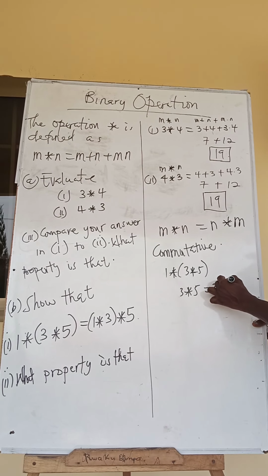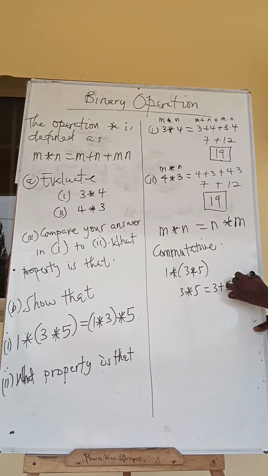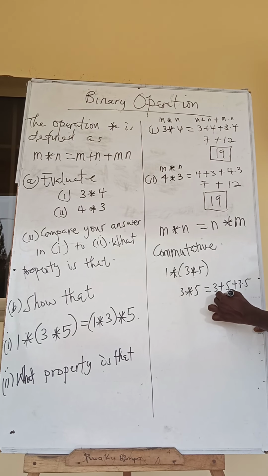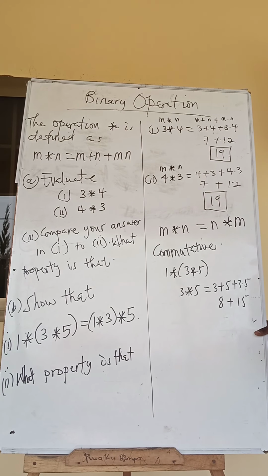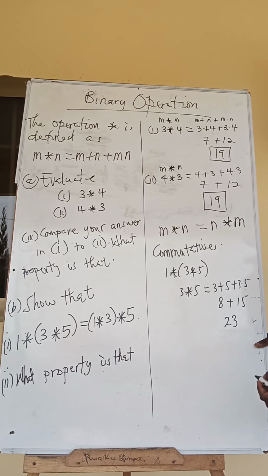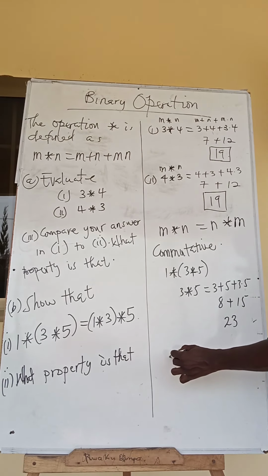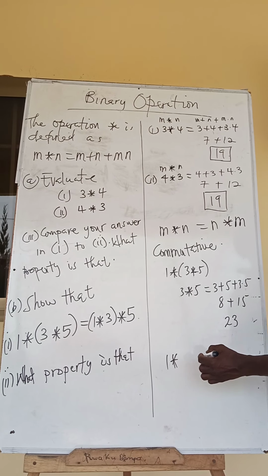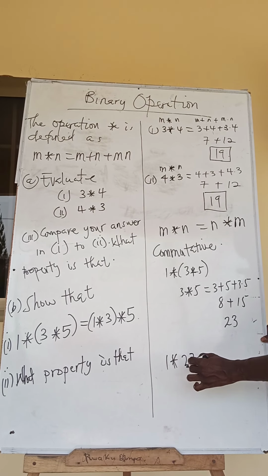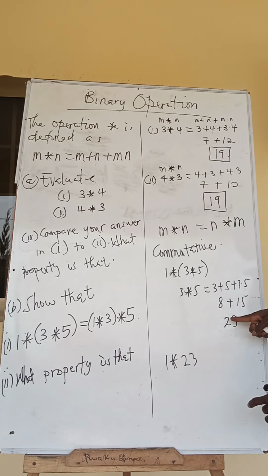Let's try this. So here let's do 3 star 5 first. And it's going to be 3 plus 5 plus 3 times 5. So 3 plus 5 is 8 plus 3 times 5 is 15. I hope you are aware. So 15 plus 8 is 23. Good. Now we are going to do 1 star. You know that the answer for 3 star 5 is 23. Don't forget. We are having it here.